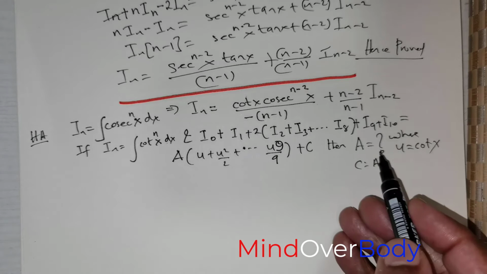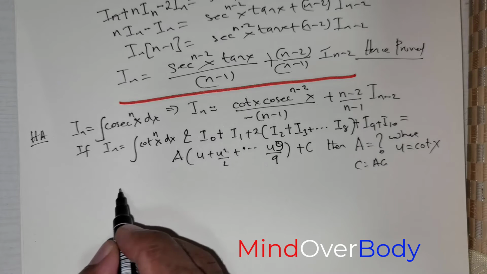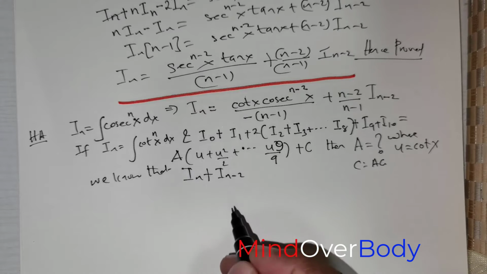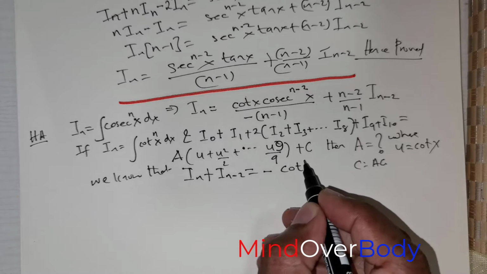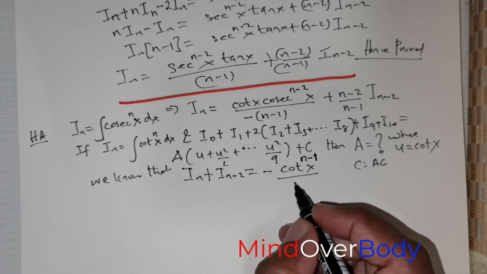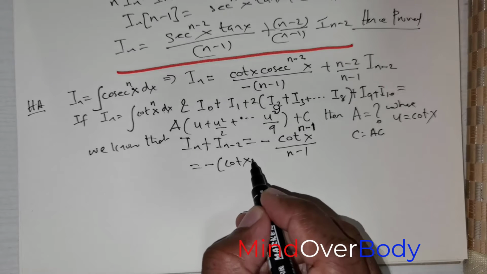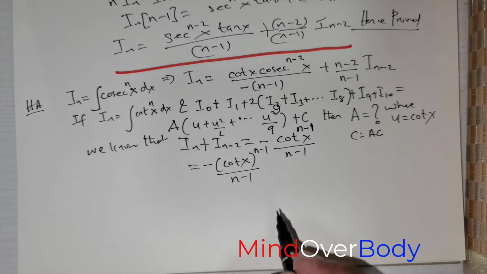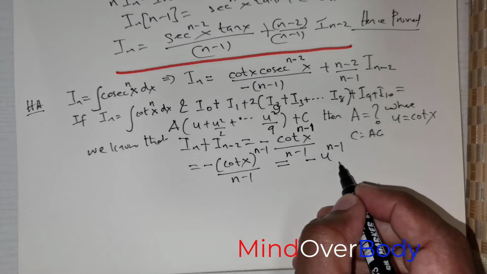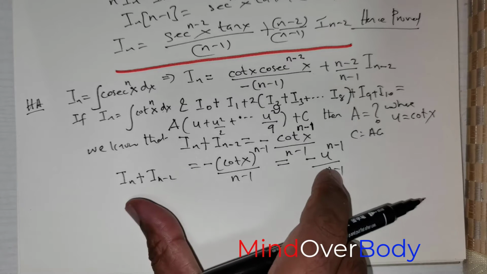Now the most important thing is we have a relationship connecting I and cot. That relationship is, we know that I_n + I_(n-2) is equal to negative of cot^(n-1) x divided by (n-1). This can be rewritten as negative of (cot x)^(n-1) divided by (n-1). But we are given that u is equal to cot x, so I can rewrite this as negative u^(n-1) divided by (n-1), and on the left hand side I have I_n + I_(n-2). So this is what we are going to use.